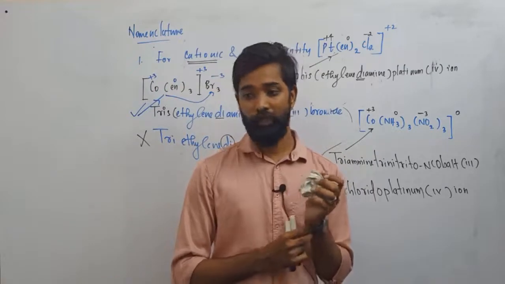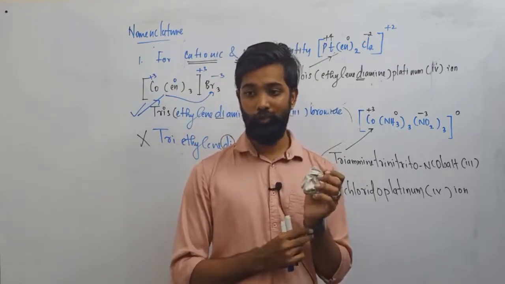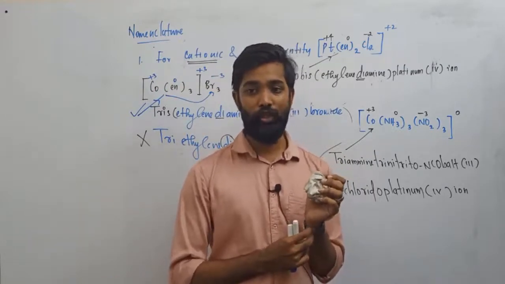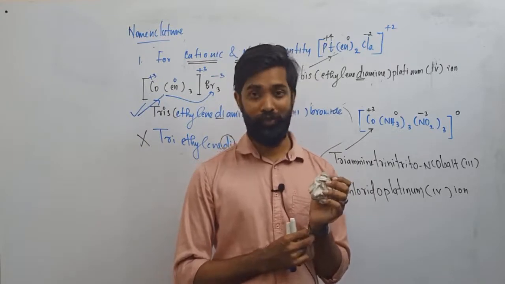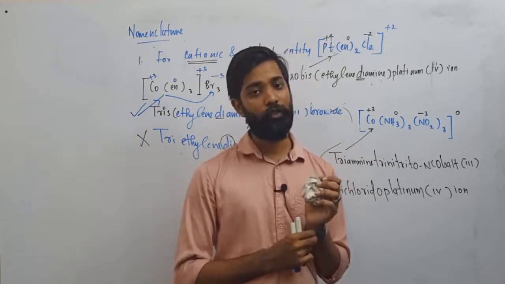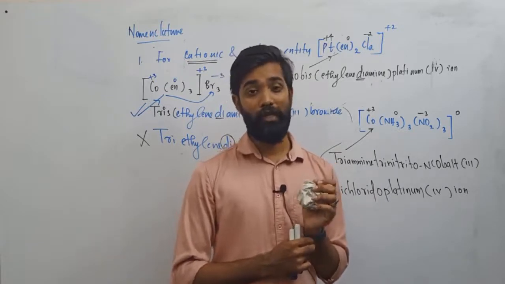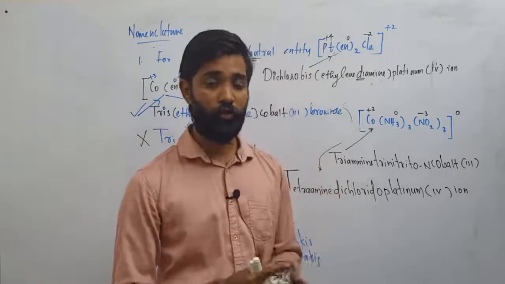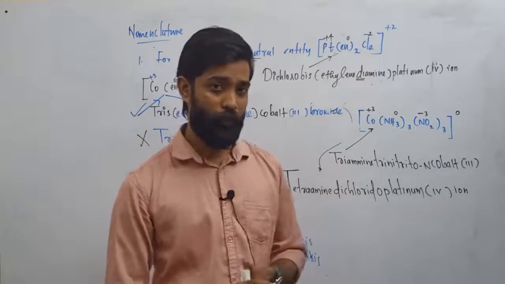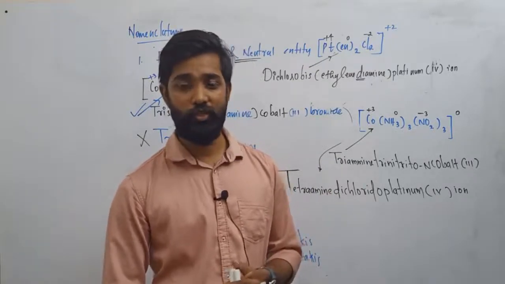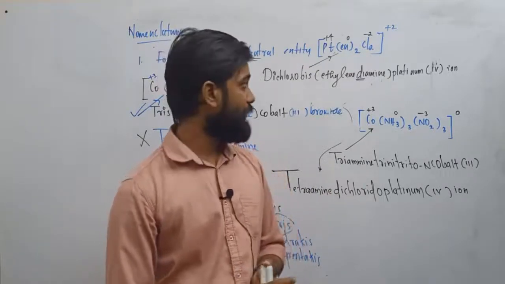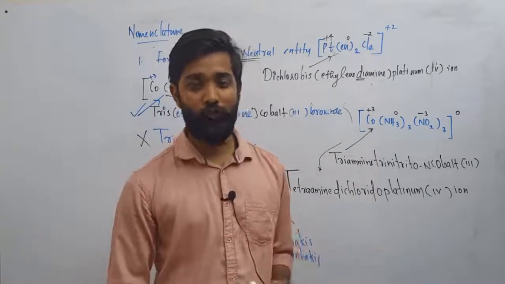There are theories like Werner theory, Sidgwick theory, valence shell electron pair repulsion, valence bond theory, and the most important, crystal field theory. And some isomerisms and applications of that. These are the concepts in your chapter. Isomerism is a very important section, structural and stereoisomerism. We'll discuss that. So the next is the nomenclature of anionic entity.